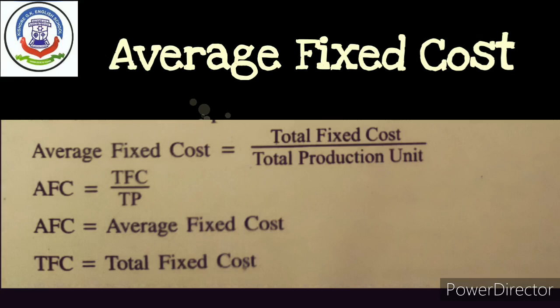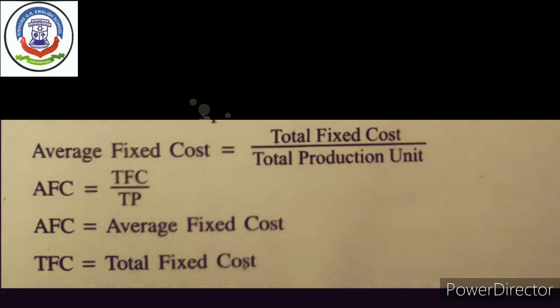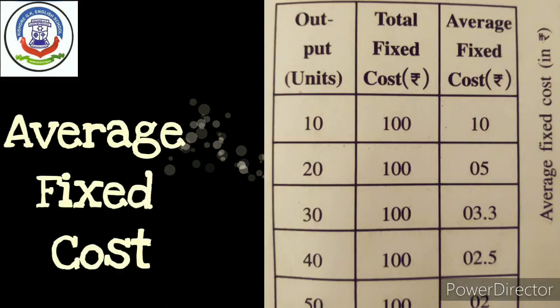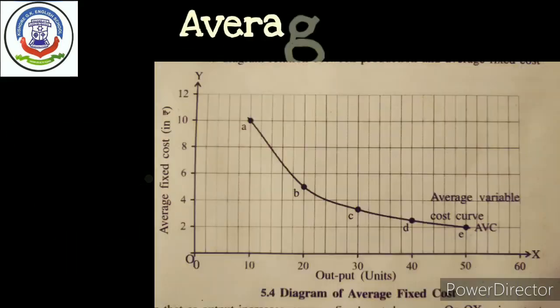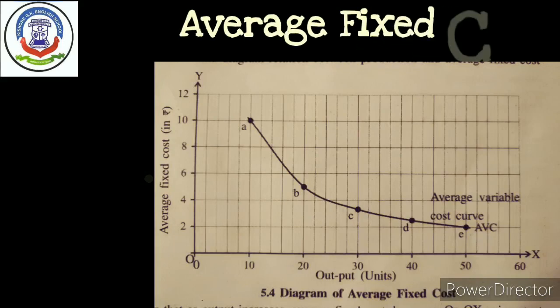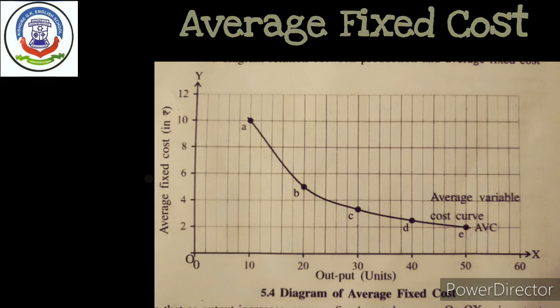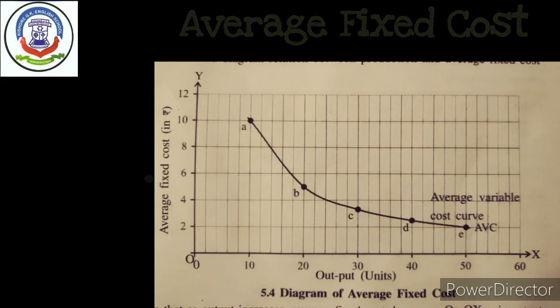When production increases, the total fixed cost is distributed among more units. Therefore, with the increase in unit production, average fixed cost decreases, and therefore the average fixed cost curve is a downward sloping curve. In the diagram, OX, the x-axis, shows units, and OY, the y-axis, shows average fixed cost in rupees. Average fixed cost decreases as output increases. It means that the average fixed cost curve has a left to right, upward to downward slope. Average fixed cost decreases, but it never becomes zero.